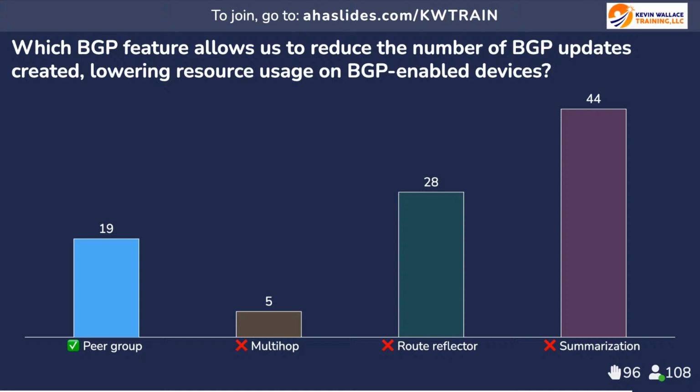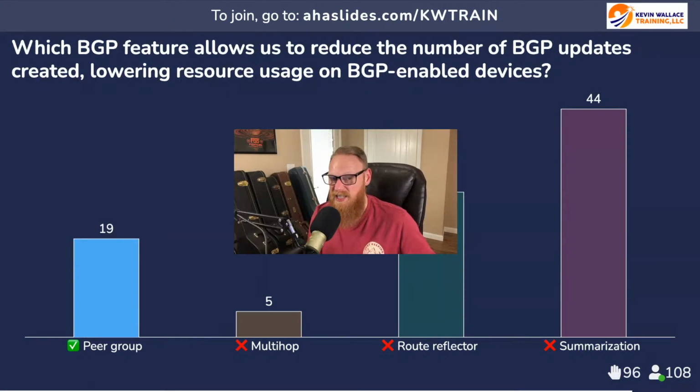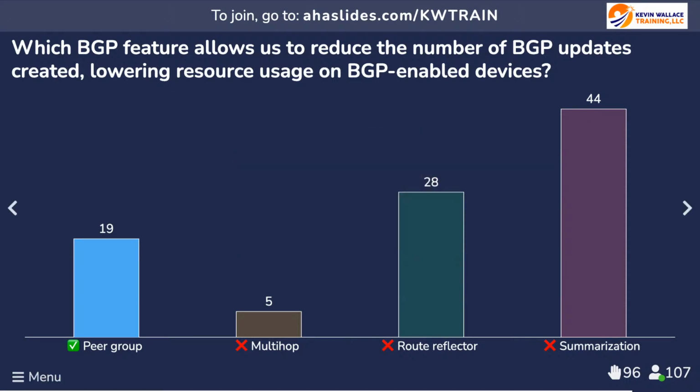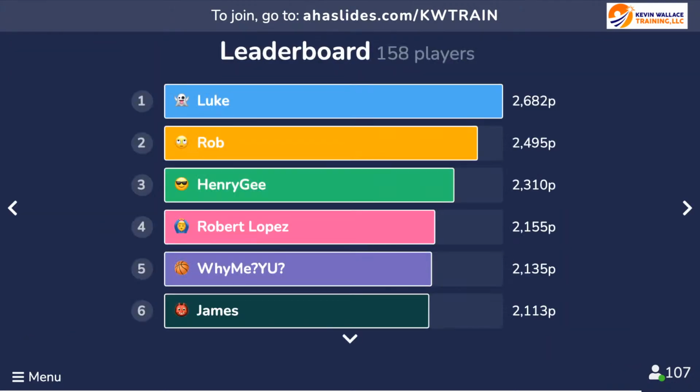BGP peer groups allow us to group neighbors together in order to share configurations and to share policies. And when BGP creates updates, a separate update is going to be created for each neighbor when we're not using a peer group. When we do use peer groups, they can simplify our configuration and they can use less device resources, since updates are going to be processed for the entire peer group as a whole rather than doing those for each separate neighbor. So another bit of a tricky question, admittedly, but again, you will see tricky questions on your CCNP exams. Let's take a look at that leaderboard to see if we have any changes there.